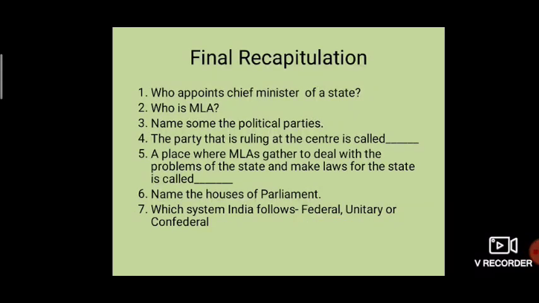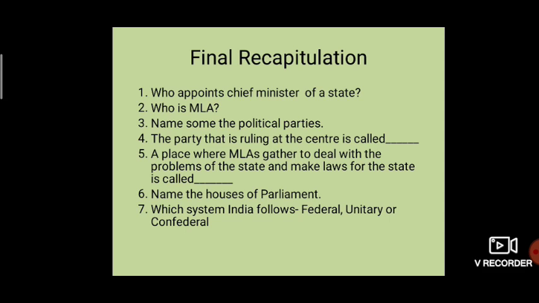Your final recapitulation. So students, I have given a few questions. Please write the answers in the comment box or send me on WhatsApp. Write only answers. The sequence should be the same. Don't change the sequence. So who appoints the chief minister of a state? Who is an MLA? Name some of the political parties in India. The party that is ruling at the center is called what?